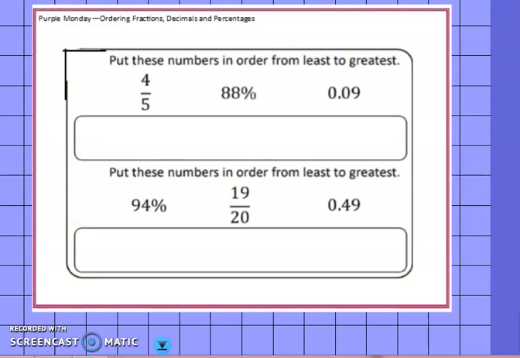Purple is the same today. So it's putting them in order. This time it's not true or false, you need to put them into the correct order. So again, turn them all into percentages.